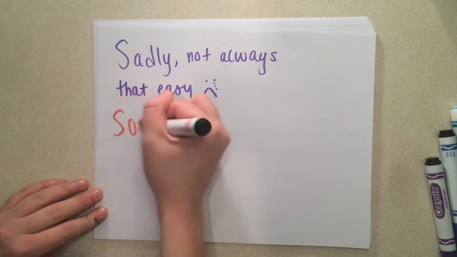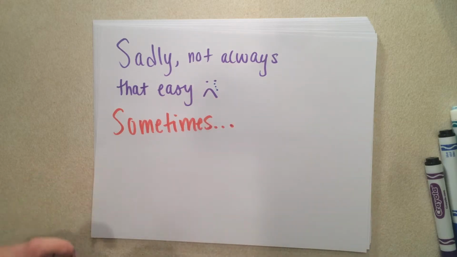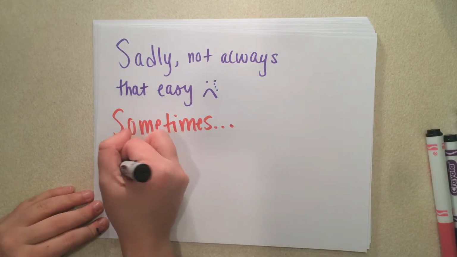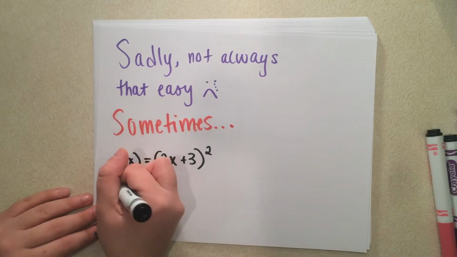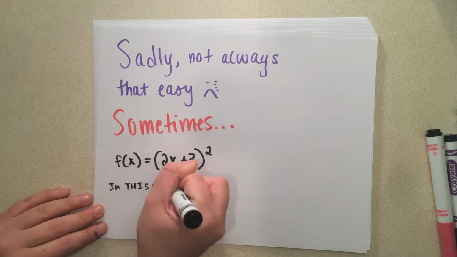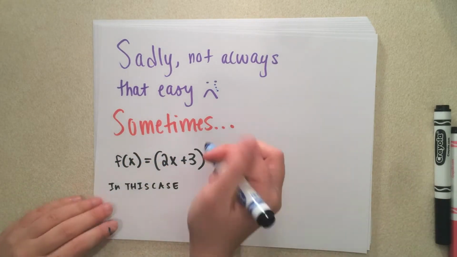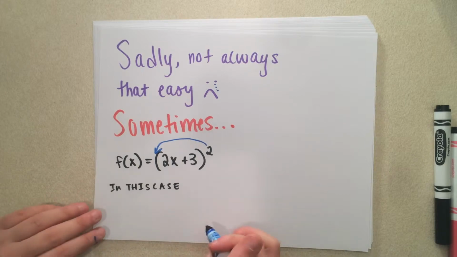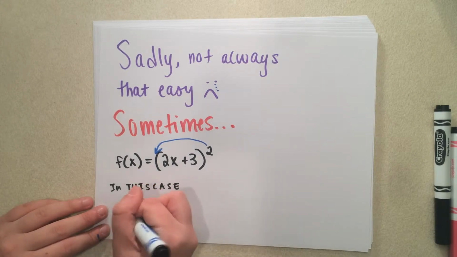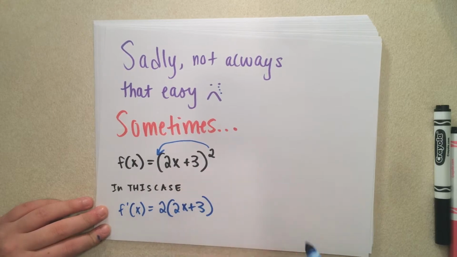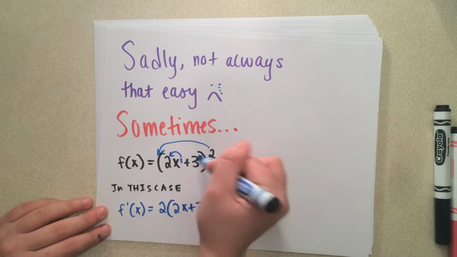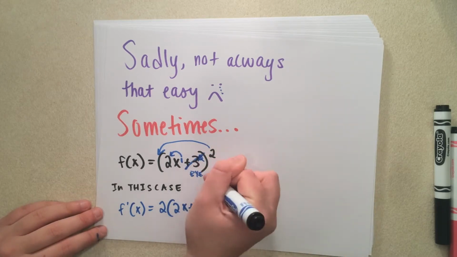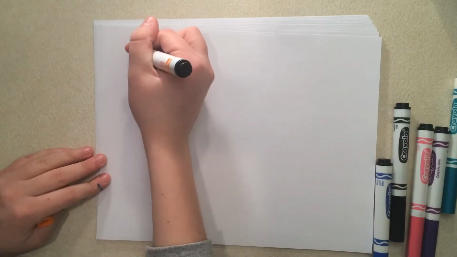Sadly, it's not always as easy as that problem. Sometimes you'll have an example that will be something like f of x equals 2x plus 3 squared. And in this case, when you're dealing with a function that has a set of parentheses, it's going to be very similar. You're just going to take the exponent, bring it to the front, and multiply it. So in this case, it would be 2 times 2x plus 3. And then you do still subtract 1 from the exponent, but that would just be to the first power. And then you're going to multiply by the derivative of what's inside the parentheses.